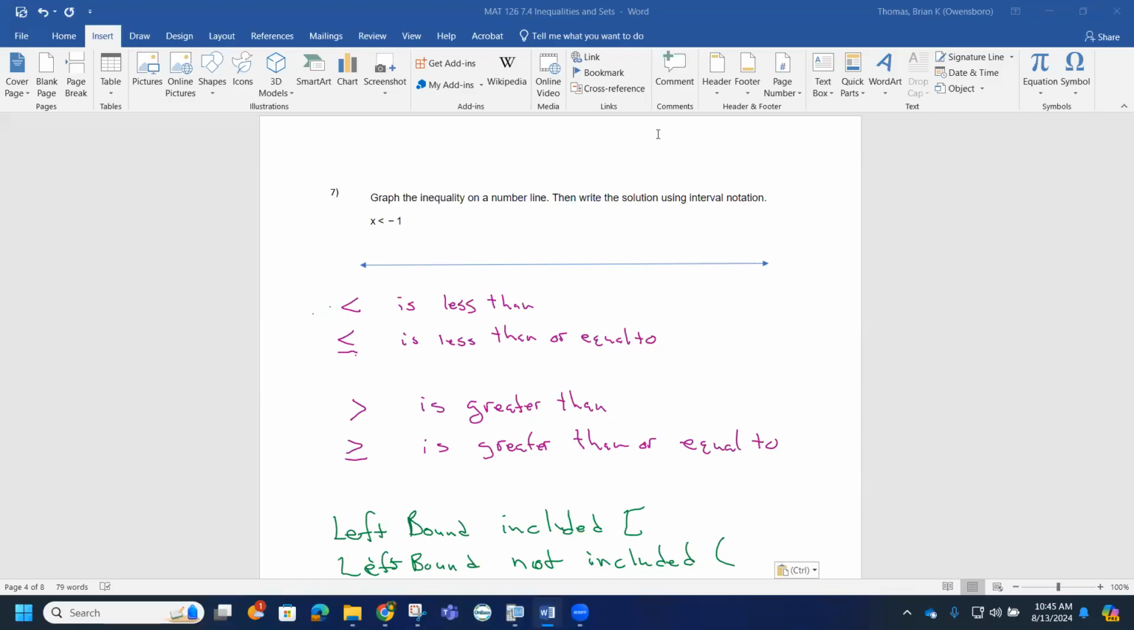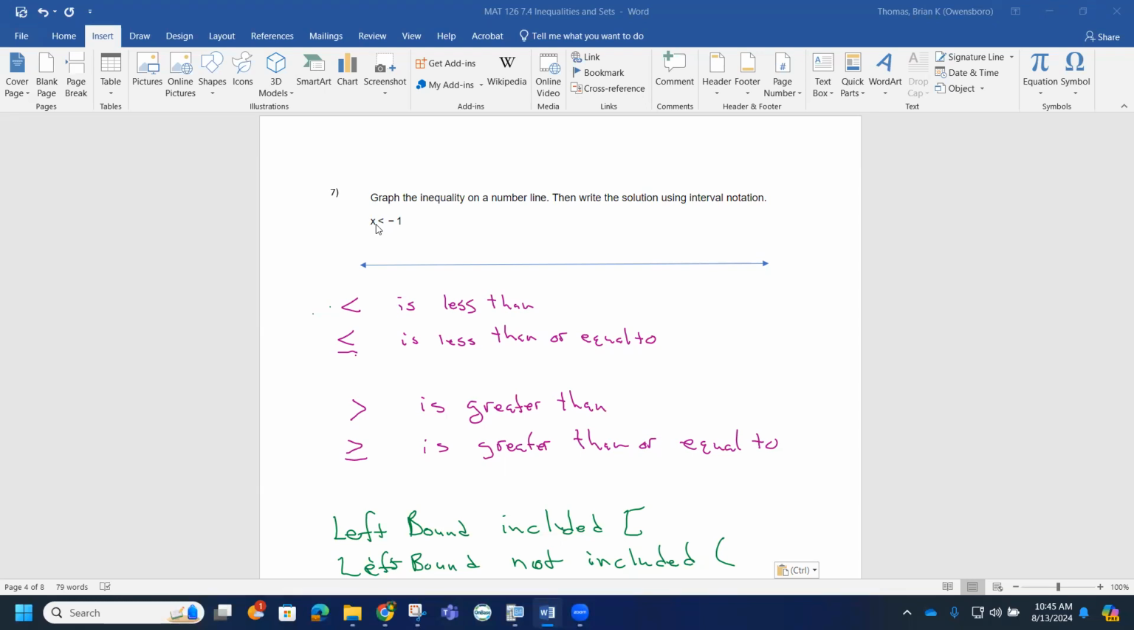So again, working with inequalities, this is chapter 7, section 4. This question says graph the inequality on a number line and then write the solution using interval notation. So again, remember, if the inequality symbol points to the left, this is the less than symbol. That kind of matches this up here. So what this means is x has to be less than -1. Remember, x represents the set of real numbers.